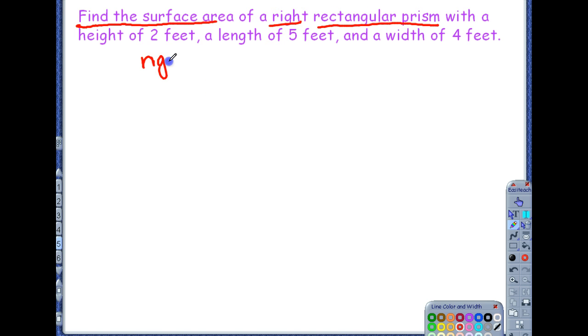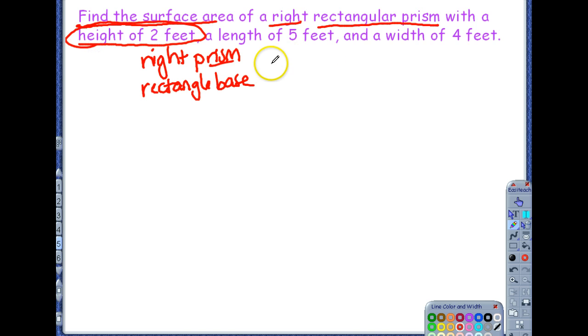And then we know that based on that second word, rectangular, the base is a rectangle. So rectangle base, and it's a prism. With a height of 2 feet, we know we need that piece. So the height, I'm just going to say h equals 2. And a length of 5 feet and a width of 4 feet. Now, what is the length and the width referring to? Well, because the base is a rectangle, that probably involves the base. Exactly.